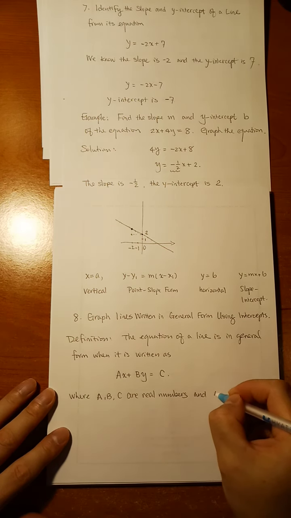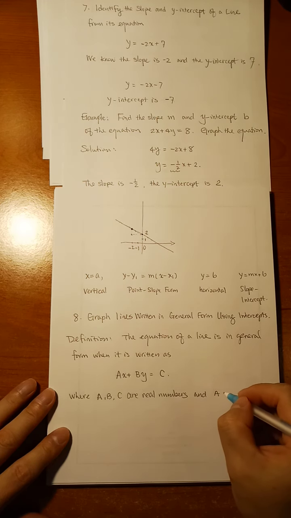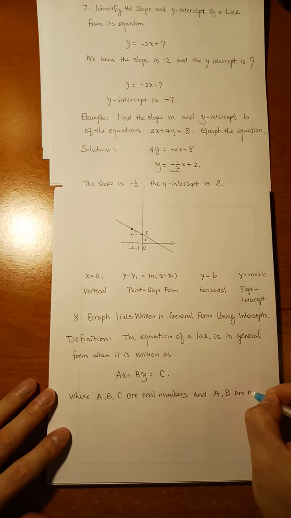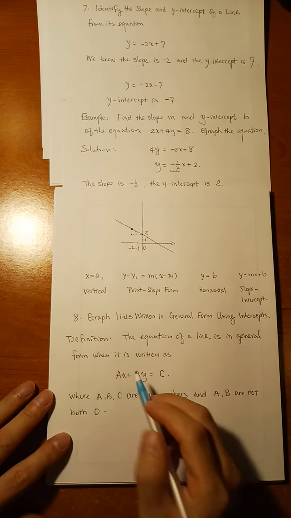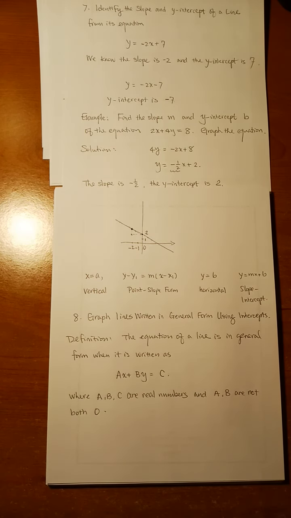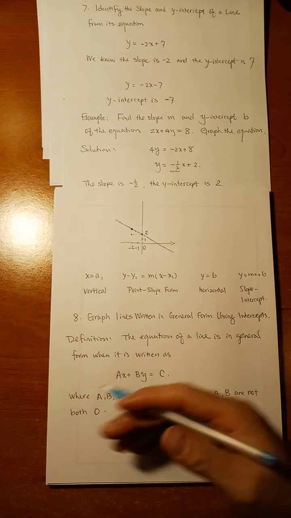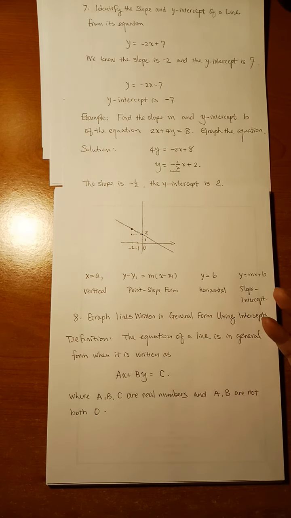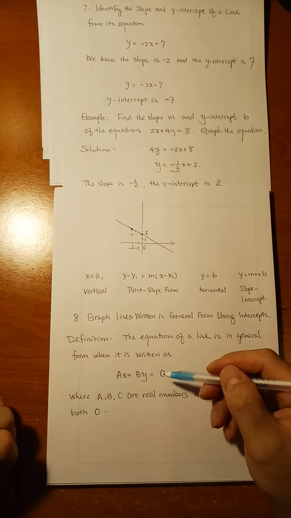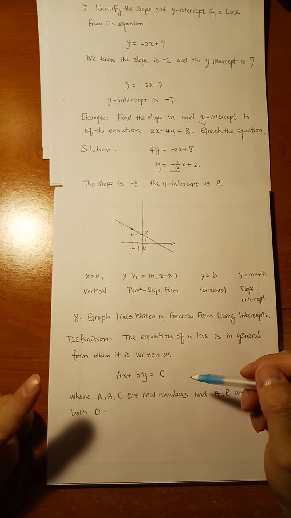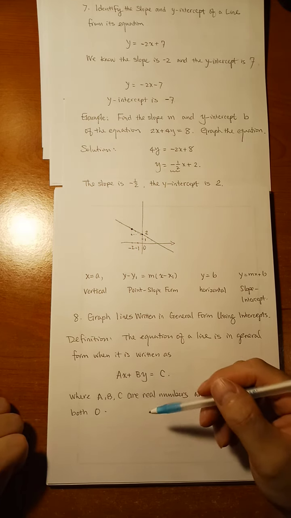and A, B are not both 0. Actually, if A and B are both 0, C has to be 0. Right? Then that's not interesting. A, B, C are all 0. So 0 equal to 0 is nothing. Okay. So any equation like this will represent a line.